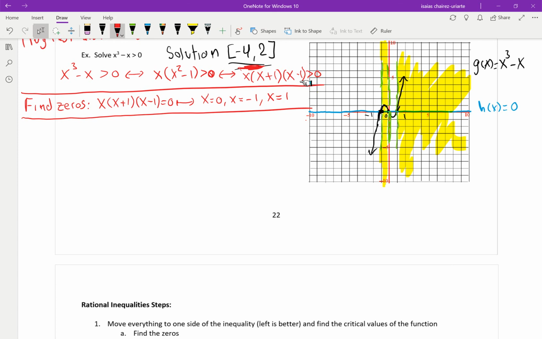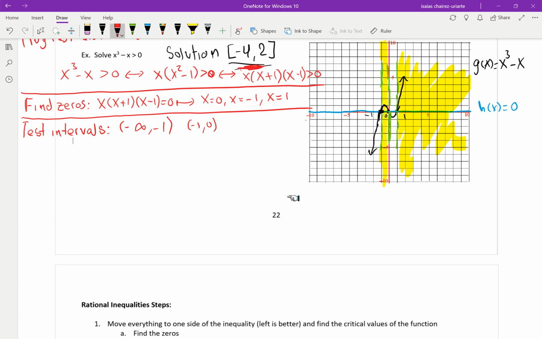Okay, so now we're going to think about the test intervals. My test intervals are from -infinity to -1, and now I'm using parentheses. Why am I using parentheses now? Because of the type of inequality that I'm dealing with. This is a strict inequality. So -infinity to -1, then I have the interval -1 to 0.